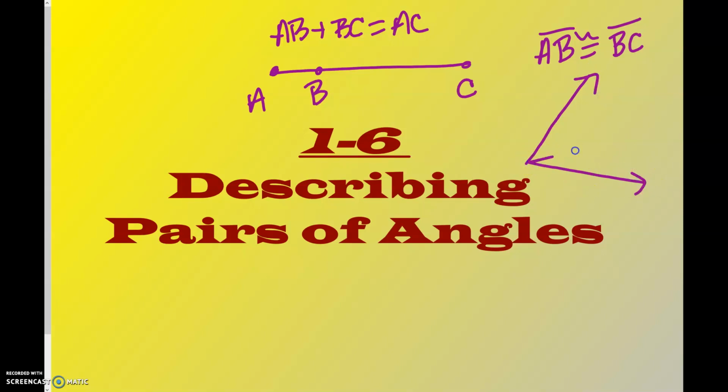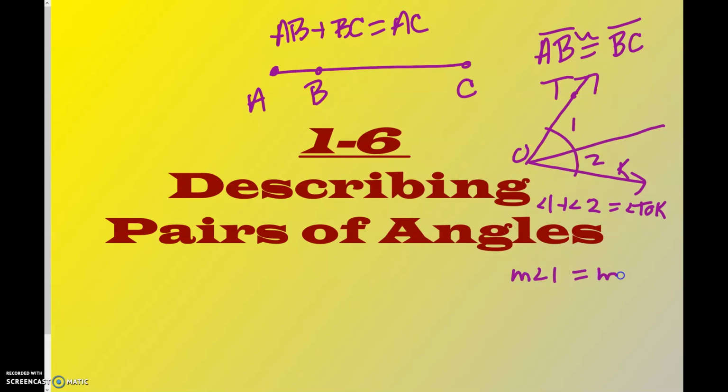And so we talked about bisectors. If this is marked with a single mark and a single mark, we know that angle 1 plus angle 2 is going to equal the big angle, let's just call it TOK, is going to be equal to angle TOK. Now, that's using segment addition. Because in this one we do have a bisector, we can say that the measure of angle 1 is equal to the measure of angle 2, simply because we do know that this is an angle bisector.